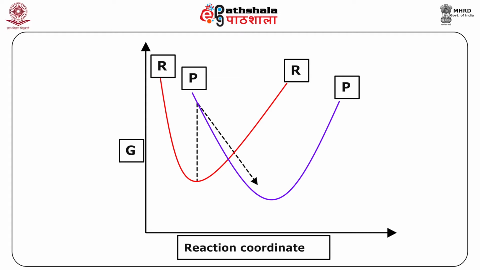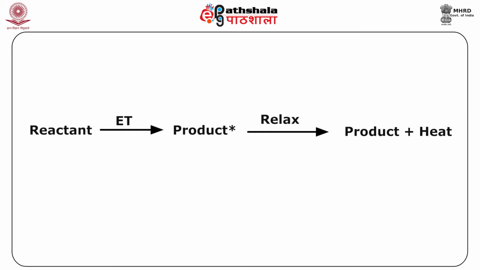The potential energy surface of the reactant and that of the product, the reaction coordinate is shifted from the left to right, where the potential energy surface of the product is at the right end. So, the equilibrium is shifted, denoted by an arrow. The minima of the potential energy is shifted towards the right end. So, if electron transfer takes place, the conservation of energy rule is violated in the following manner. If you see reactant, then product, and then product plus heat.